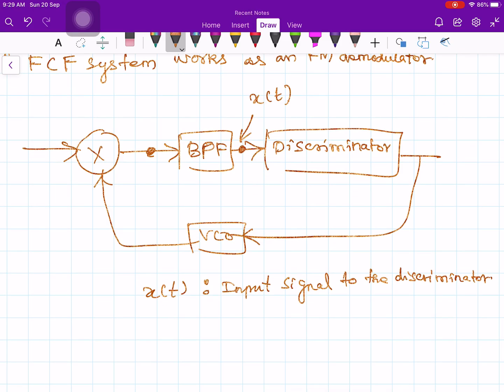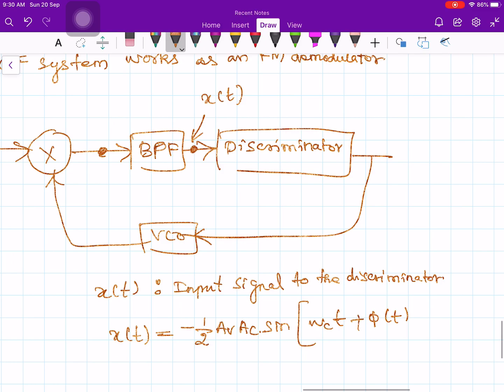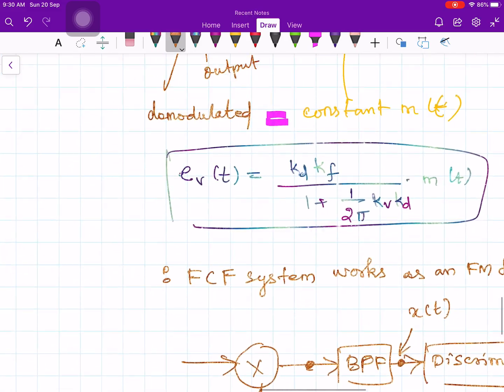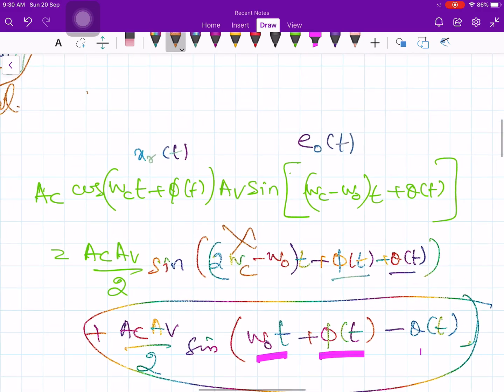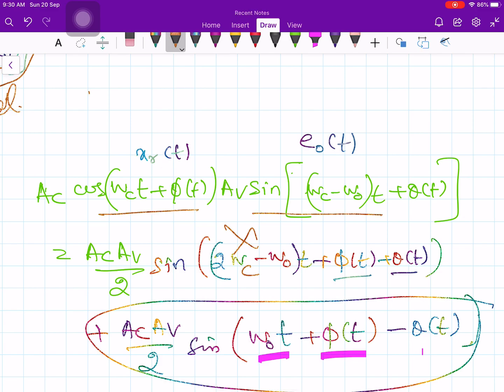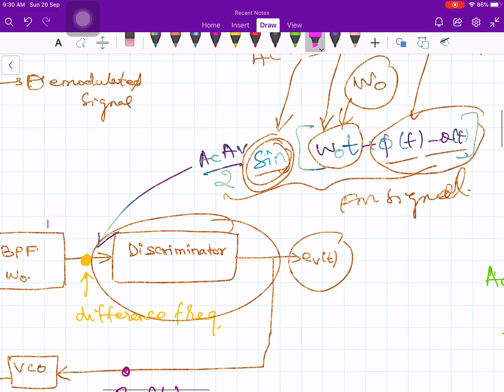Okay, so let us define what x of t is now. x of t is equal to minus 1 by 2 AV times AC sine of ωc t minus φ of t. I think I made a mistake in the previous calculation, minus θ of t. It is a simple trigonometric formula and I made a mistake. Here cos a sin b is equal to sin a plus b minus sin a minus b. So this is not plus, this is going to be minus, so there is a minus symbol. Please remember this. And here in the discriminator also you put a minus symbol.